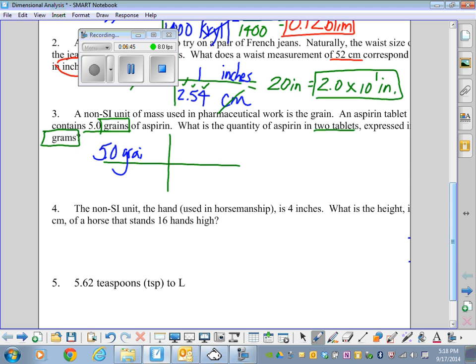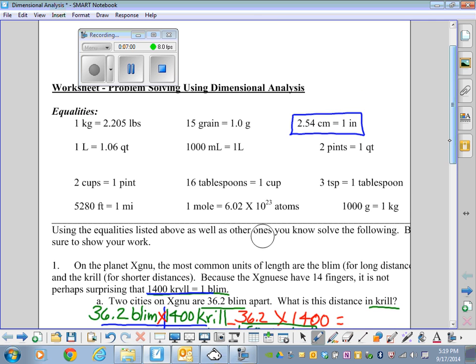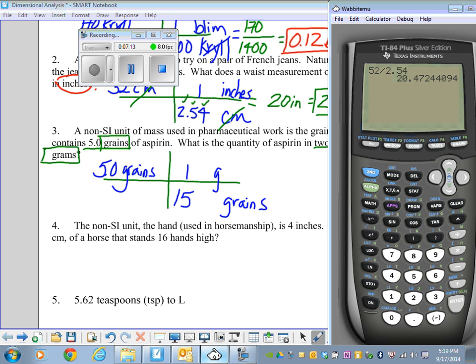Of 5.0 grains. I will bring grains down, and I'm going to go up and put grams on the top. Going up to the top of the page, let's take a look at that relationship. There are 15 grains in 1 gram, so we'll come back and write 15 grains in 1 gram.